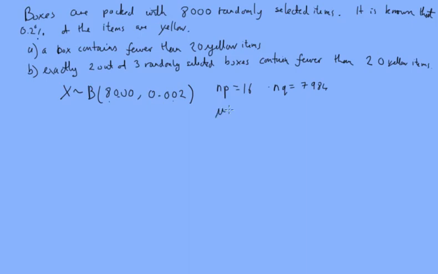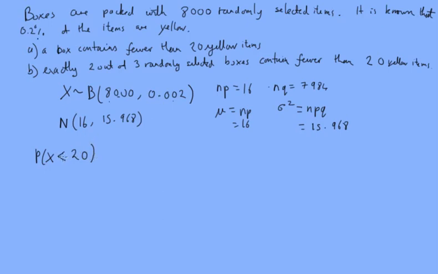Our mu is np, which is 16, and our sigma squared is npq, which working out would be 15.968. So we're going to have a normal distribution with 16 and 15.968. Now we want the probability that x is less than 20.